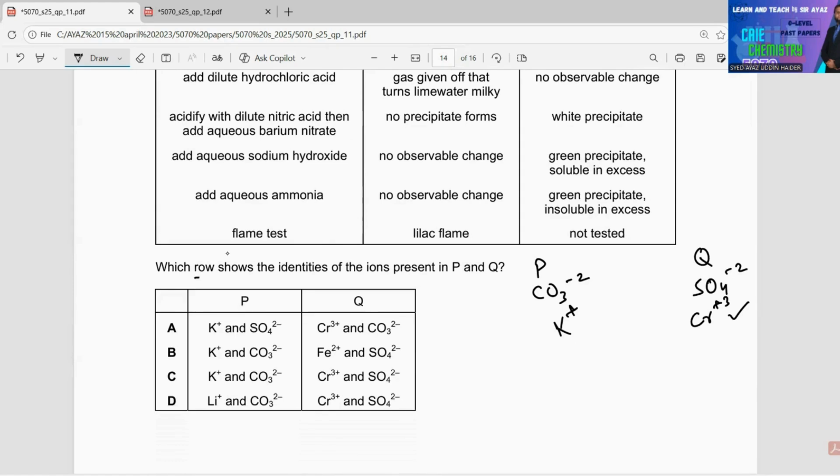Which row shows the identities of the ions present in P and Q? P is having K positive and carbonate ion. So either B is correct or C is correct. Both A and D are incorrect. What about Q? It contains Cr3 plus and SO4 2 minus ion. So C must be the right answer in this case.